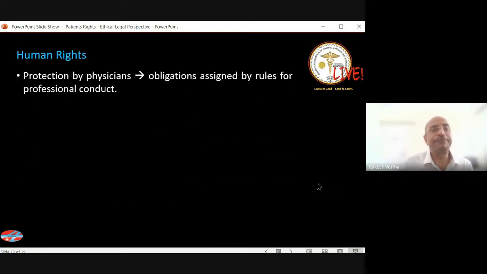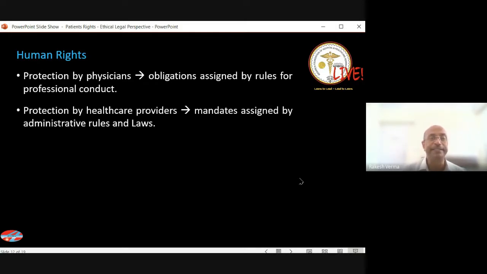The protection by the physician is usually encoded by the rules of professional conduct. You have ethics guidelines and ethics rules for doctors and other professionals. The protection by the healthcare providers, that is the hospitals and the organizations, usually comes from mandates assigned by administrative rules and laws. One example which immediately comes to my mind is when the state governments mandate that 25% of the beds will be reserved for the economically weaker section, or that there will be a certain percentage of free OPD available in the hospitals.